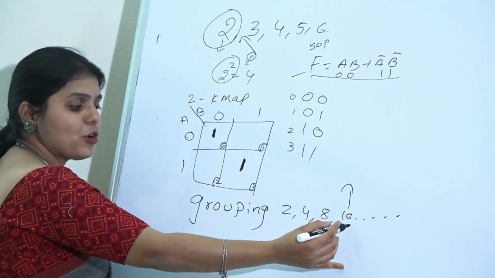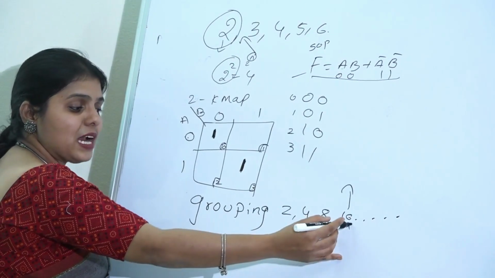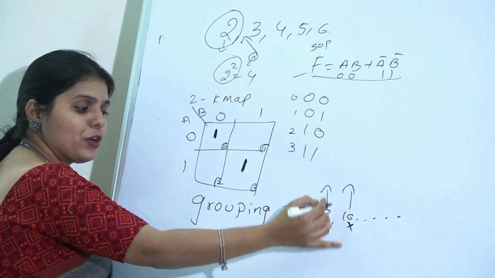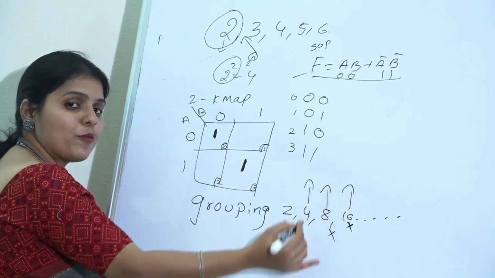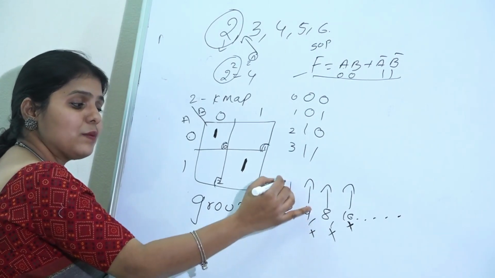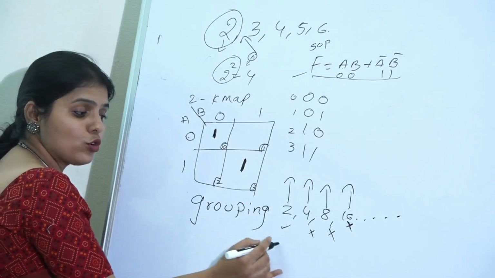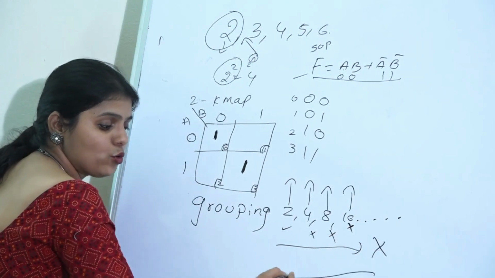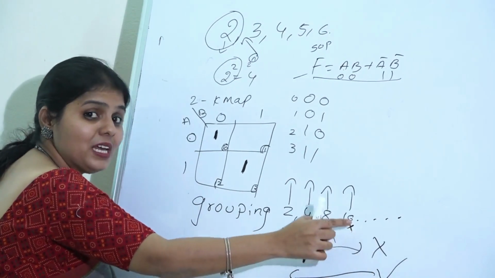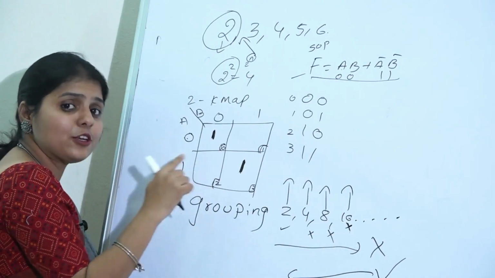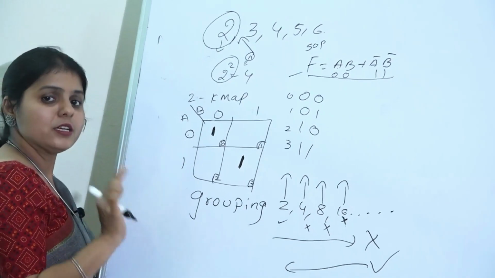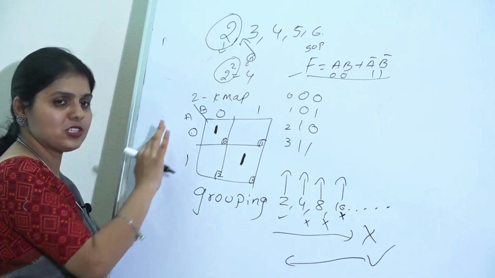So first check the possibility if you can group 16. If that is not available, go for grouping of 8. If that is not available, go for grouping of 4. If that is not available, go for grouping of 2. Don't go in the opposite way, this is wrong. You have to check for grouping from the highest number of cells that you can group to the lowest. Don't get confused, I will explain, just remember this.